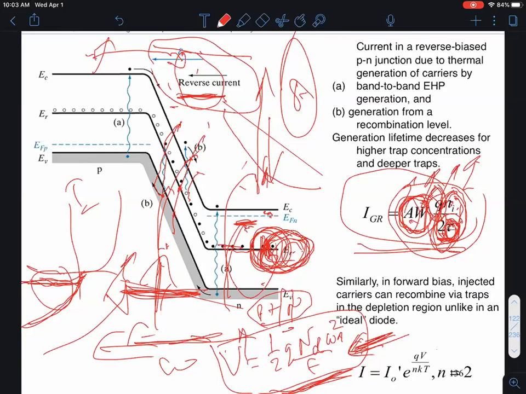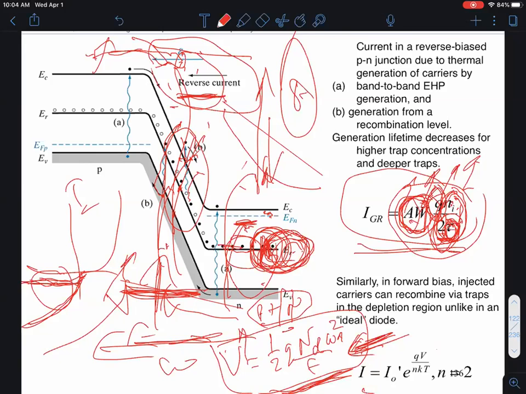In a real device, if I have defects like this, once I inject holes from this side and I inject electrons on this side, there is a chance that they can recombine partly within the depletion region itself, all right? Now, because of that, I'm now going to go to the mathematical analysis.